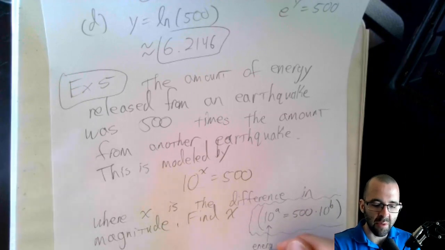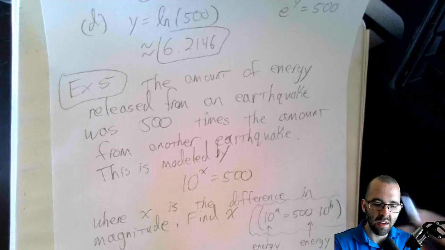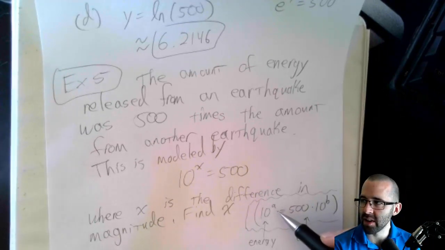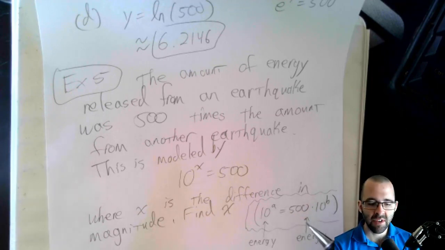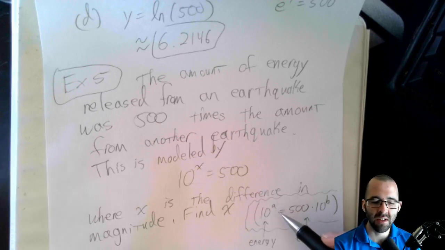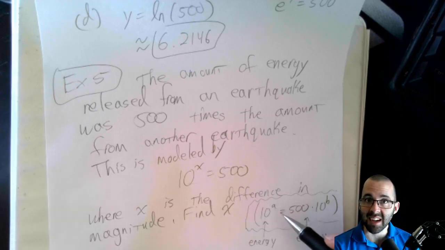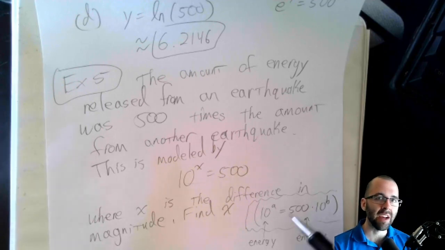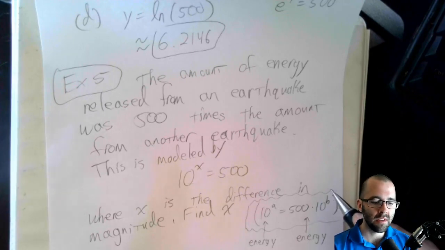This is the energy from the first one. This is the energy of the second one. When we say magnitude of an earthquake, it's actually an exponent. So magnitude 5 is like 10 to the 5th in terms of energy. So magnitude 6 is actually 10 times as much energy as magnitude 5. Okay, it's sort of on a logarithmic scale.